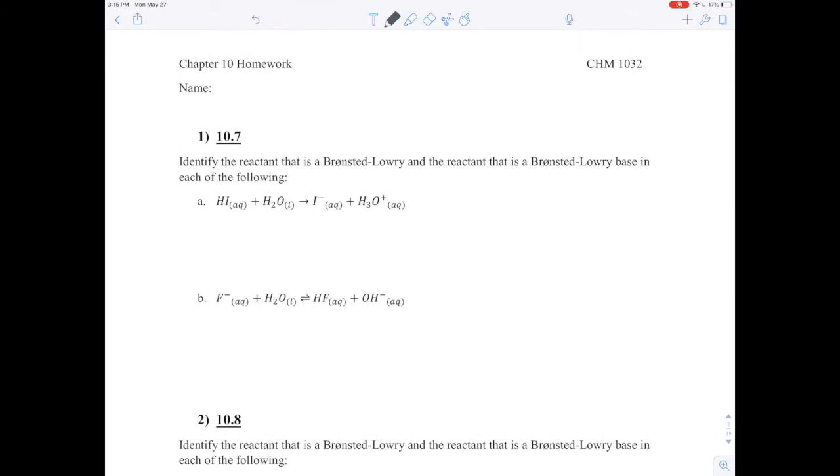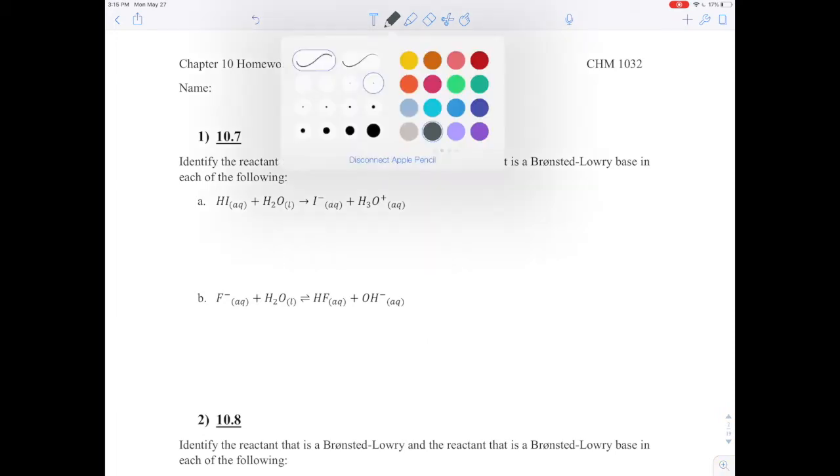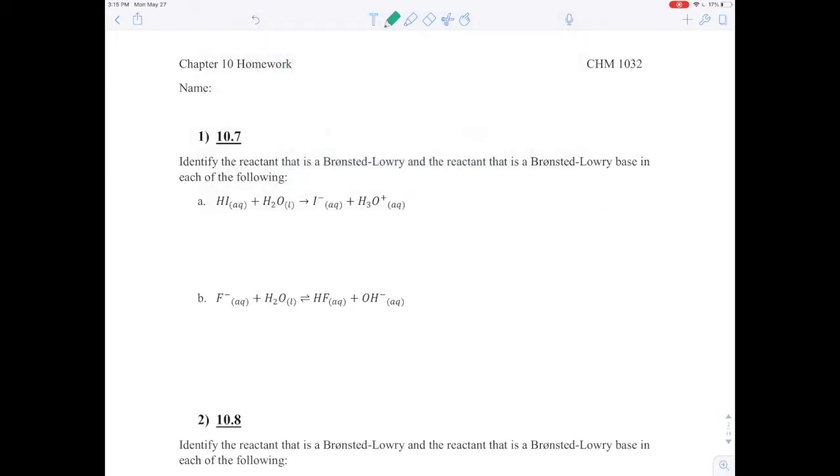So it says to identify the reactant, and here they have reactions. You want to divide these reactions into a left side and a right side based on where the arrow is. The left side are called the reactants, and the right side are called the products. So here we're only going to be looking at that left side, the reactants. They want us to identify the reactant that is a Bronsted-Lowry acid and the reactant that is a Bronsted-Lowry base in each of the following. And to do this, we want to see whether a molecule gives up, accepts, or donates an H+.